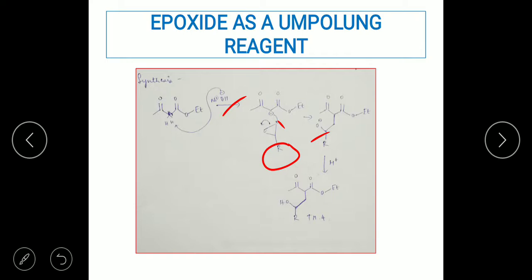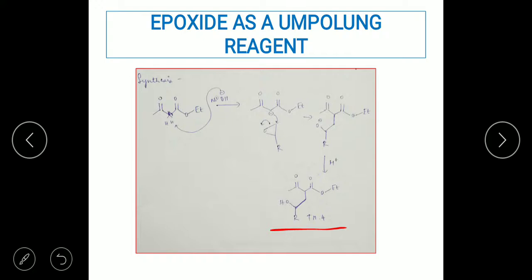Protonation of the oxygen anion is going to give rise to the hydroxyl group, and this is what we are going to obtain as the target molecule. That is, we have written down the synthesis of the target molecule. So this is the example for epoxides as an umpolung reagent. You can make use of this concept in writing down the retrosynthesis of a highly complex aromatic compound or any other compound which is given to you.